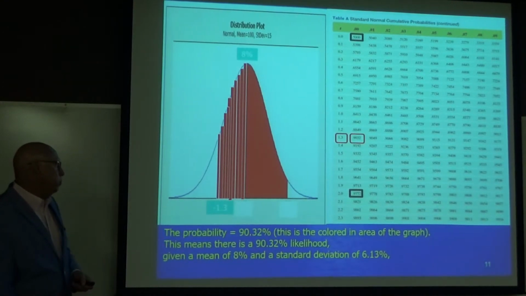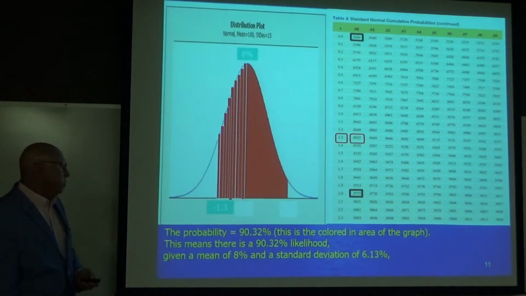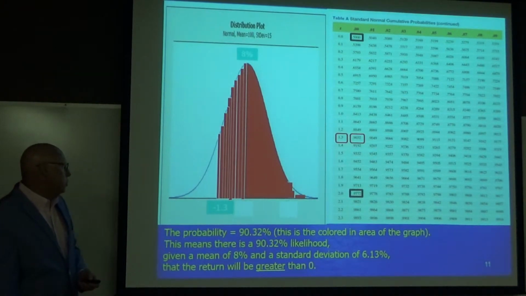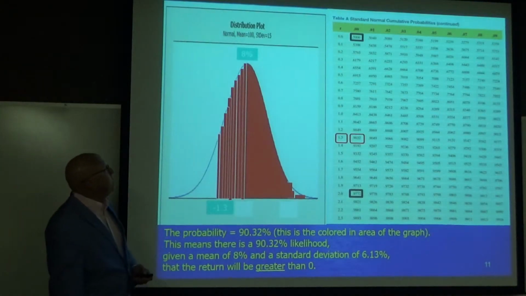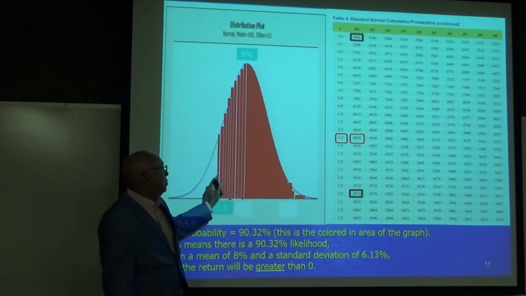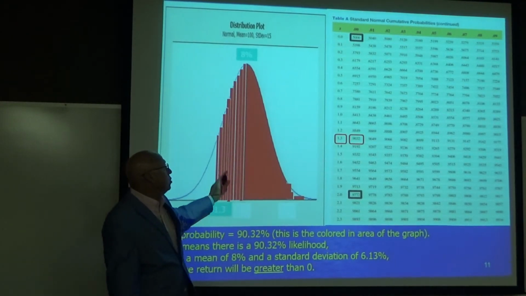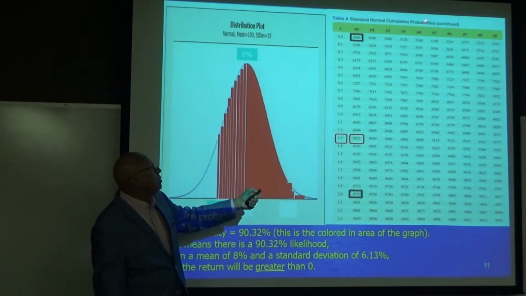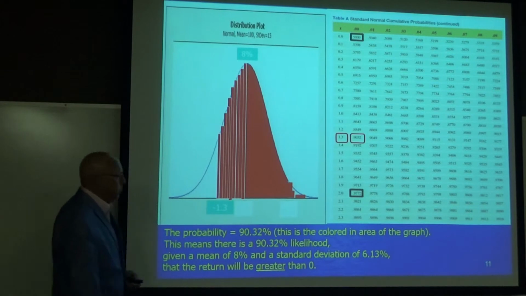All right, so there's a 90% likelihood, given a mean of 8% and a standard deviation of 6%, that the return will be greater than 0. All right, so that's how you put together the mean, the standard deviation, the z-score, and a normal probability distribution.